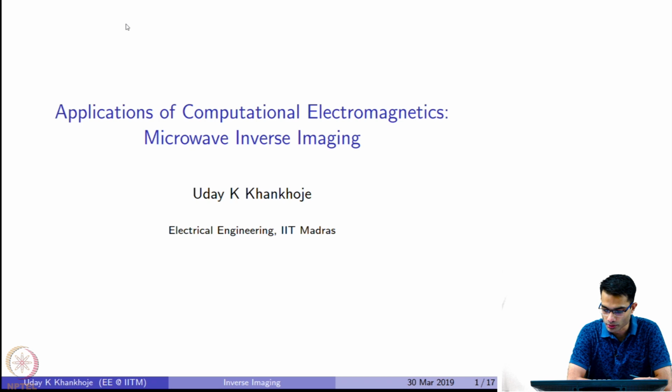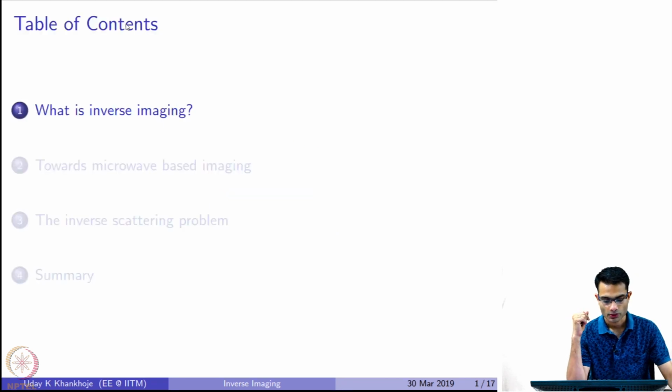Okay, so in this module we will be talking about some of the applications of computational electromagnetics, and in particular an interesting area of research called inverse imaging. We've all heard the word imaging, and usually we think of a camera taking photographs, but now the question is, can the same thing be achieved using microwaves? That is what we will try to explore, and we'll see what the advantages, disadvantages, and some of the challenges are. So, first of all, what is inverse imaging?